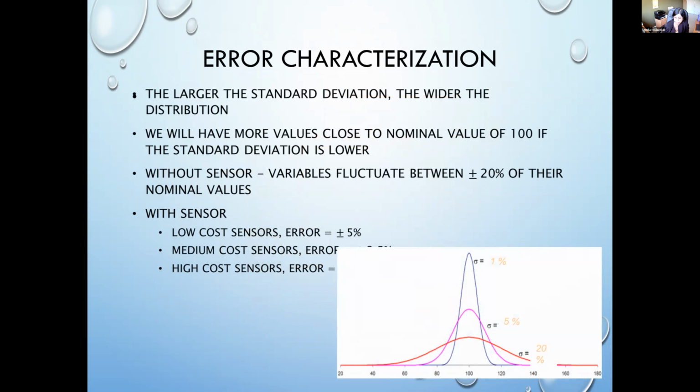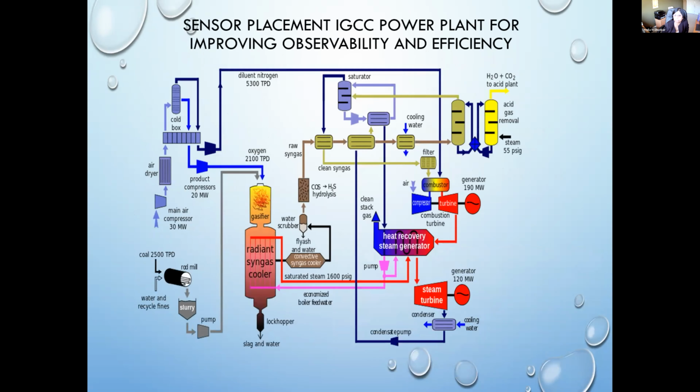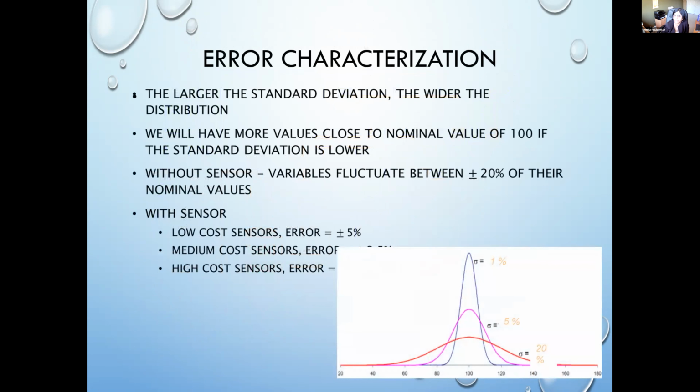We assume that different nodes have different sensors, and if a sensor is placed at that point, depending on the cost of the sensor, the error characteristic changes. If there is no sensor, there is a 20% uncertainty. If it is a low cost sensor, 5%. Medium cost is maybe this thing.